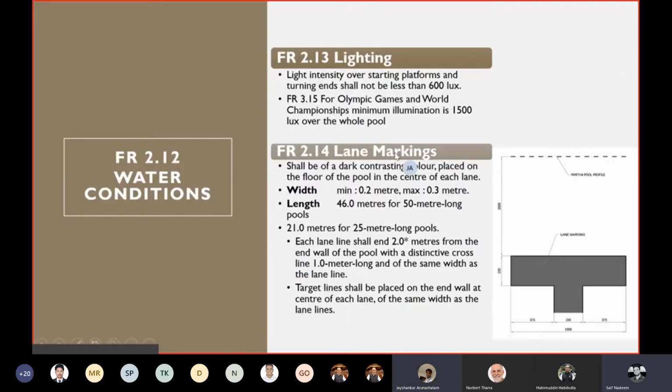Now, these are lane markings. The first is the lighting. For regular competition, the lighting should be not less than 600 lux. For the Olympics and World Championship, where you have enough coverage and a lot of people viewing the event over the pool, it has to be a minimum of 1500 lux. These are the guidelines. Now coming to lane marking, the colors also have to contrast with the pool color, which is a generic requirement.